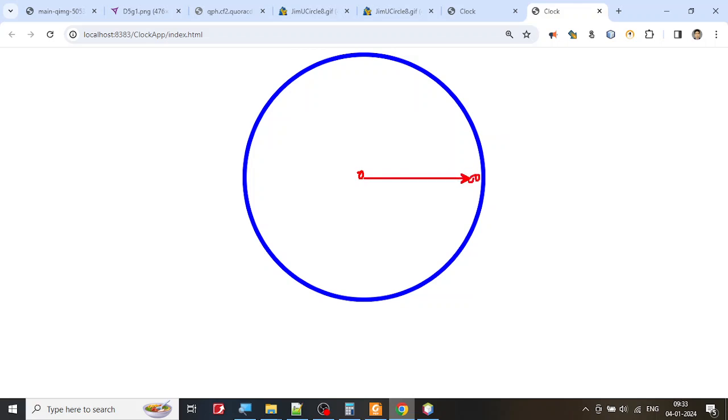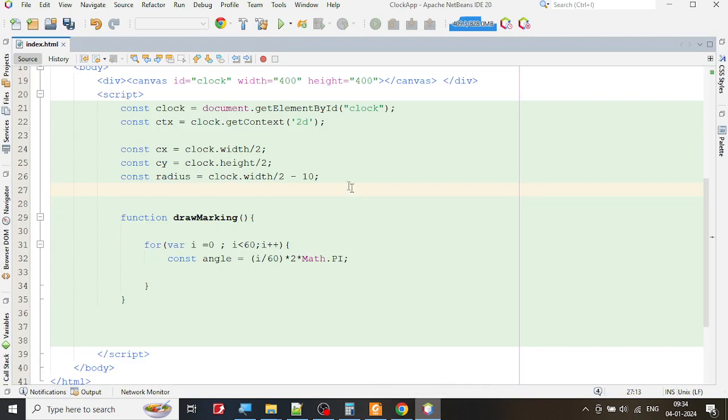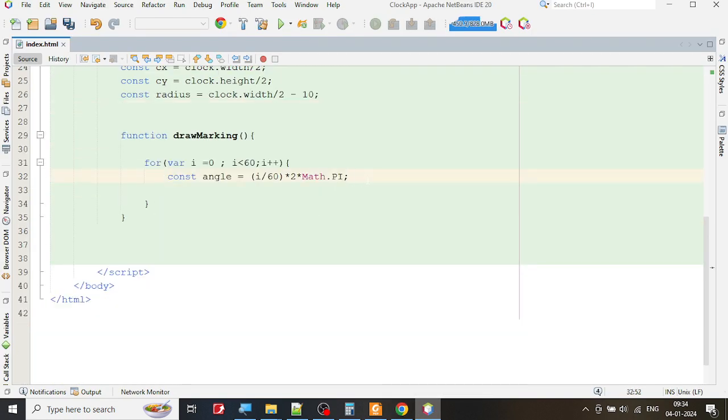I'm going to give some gap here, so that, as in the demo they have given, there is a small gap. That 10 pixel gap I'm going to give there, so that it will not touch the value there. Now let's come back to the story. Now how do we get these values? I got the angle there, so let's draw a line.